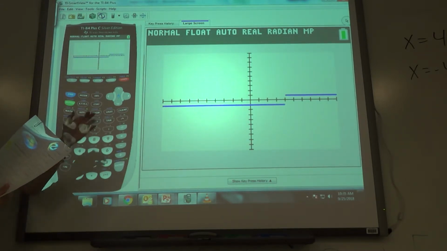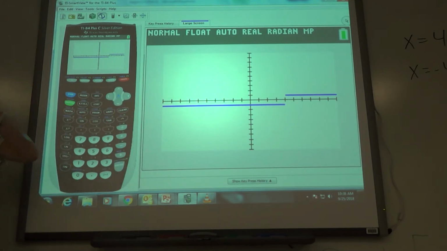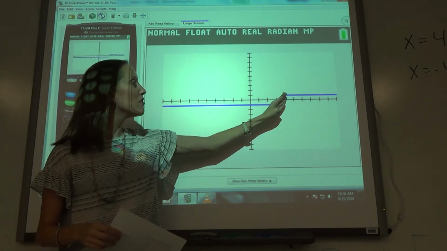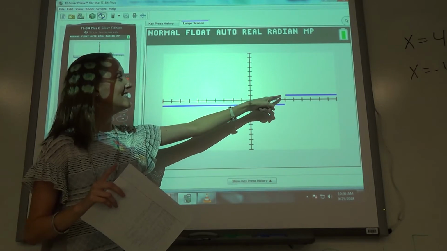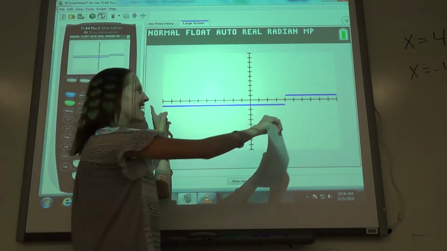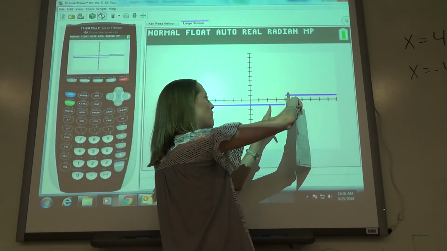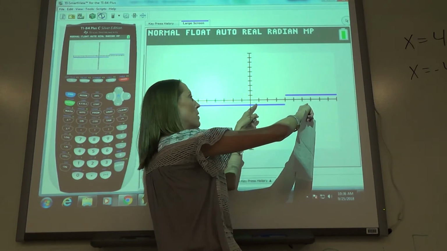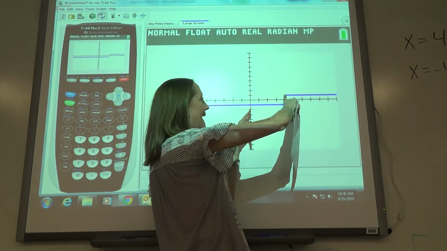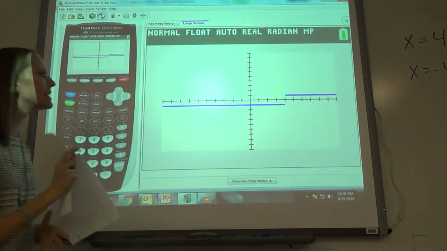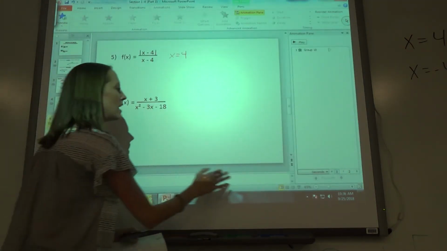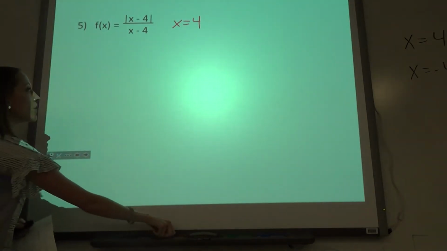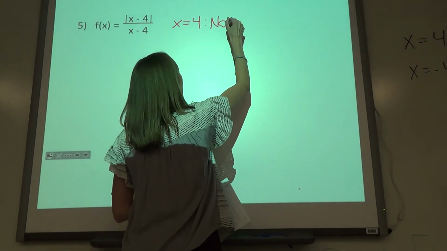So I'm concerned about 4. We knew that from earlier. Would you call this a removable or non-removable discontinuity? Non-removable, yeah. As you get closer and closer to 4, this limit would be -1. That would be +1. The limit does not exist, so we've got another non-removable discontinuity.